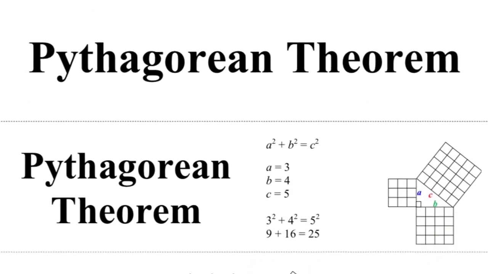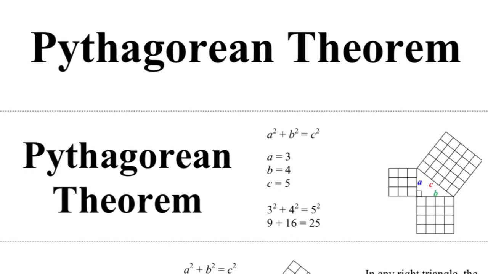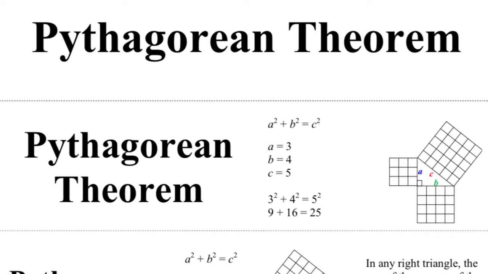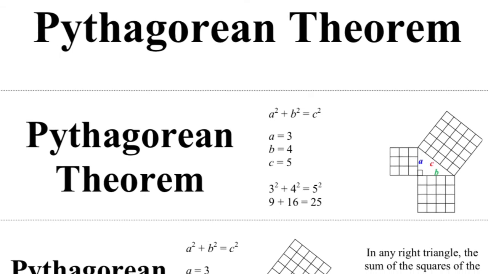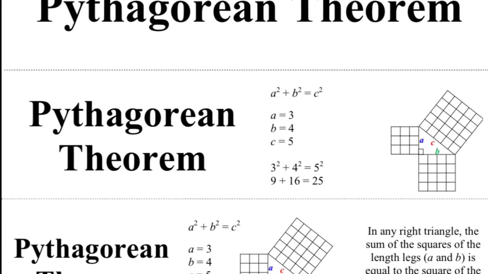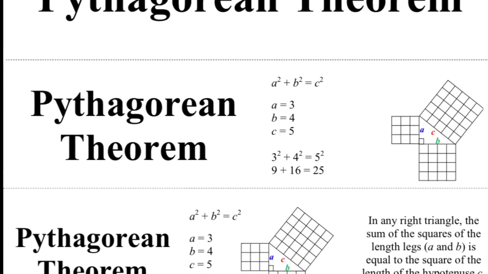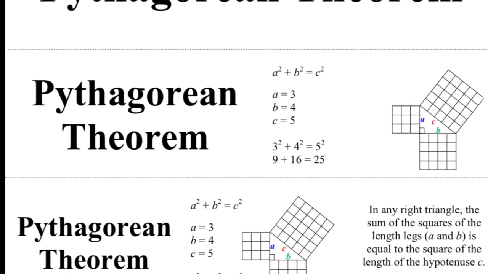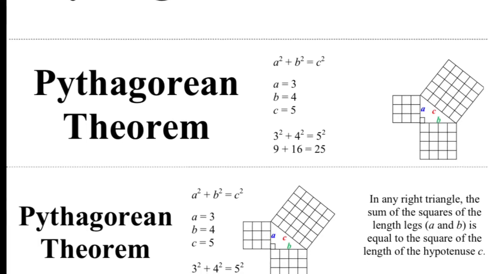The Pythagorean Theorem, a squared plus b squared equals c squared, is used to find the missing sides of a right triangle. When using the Pythagorean Theorem, it doesn't matter which one is A or B as long as the hypotenuse, which is the longest side, is C.